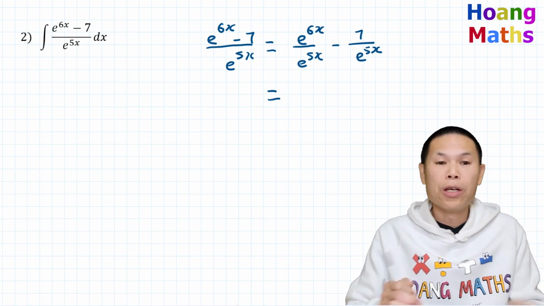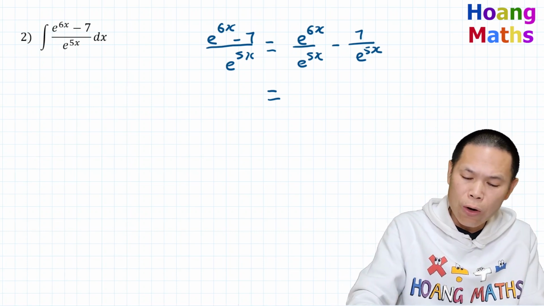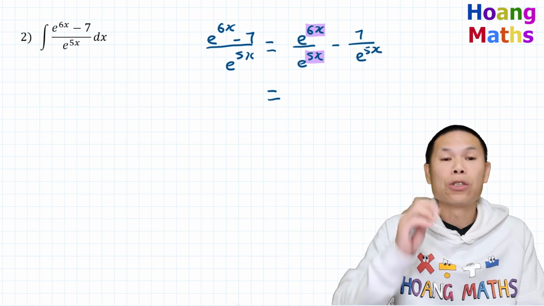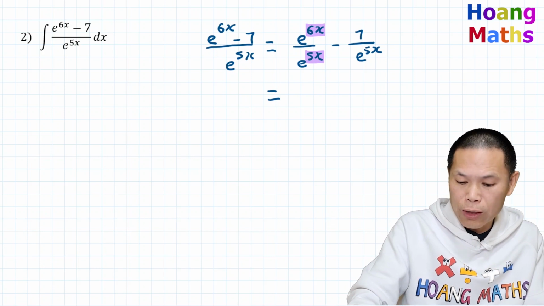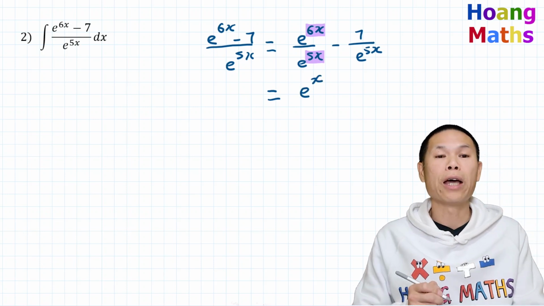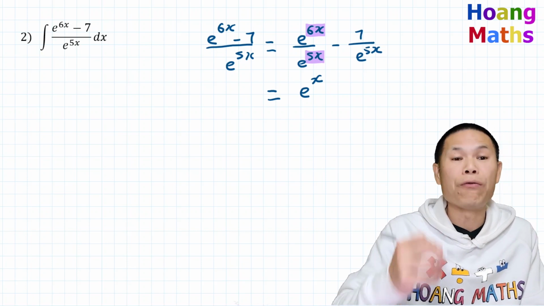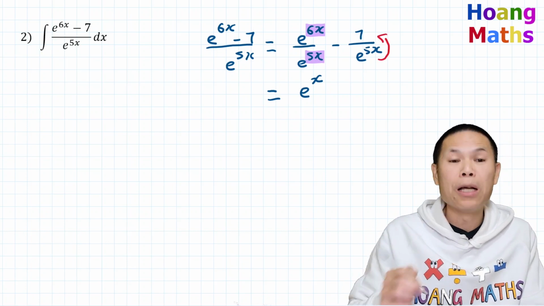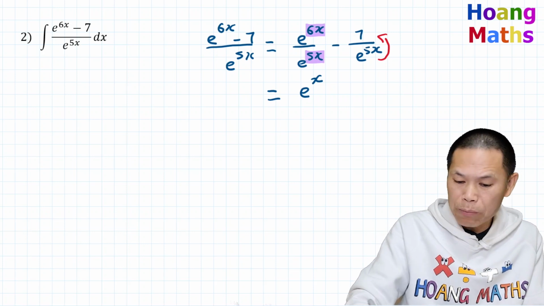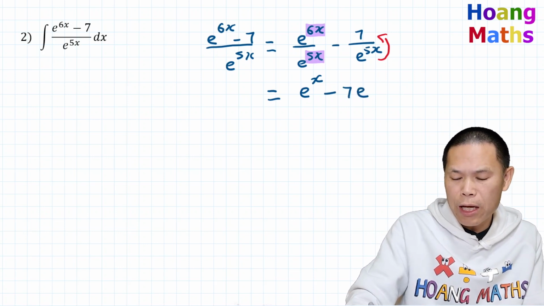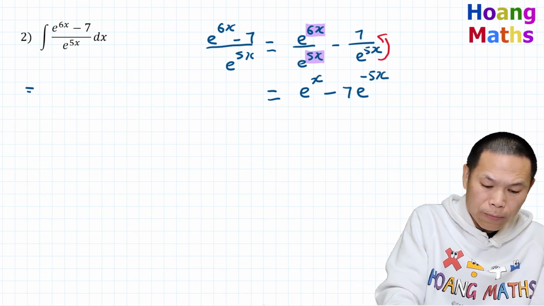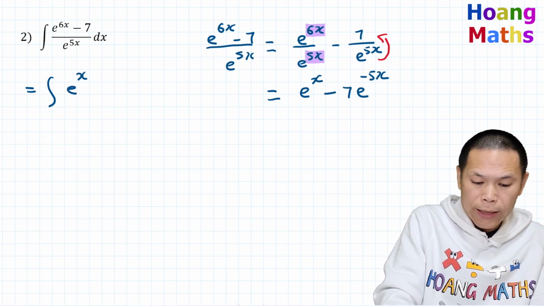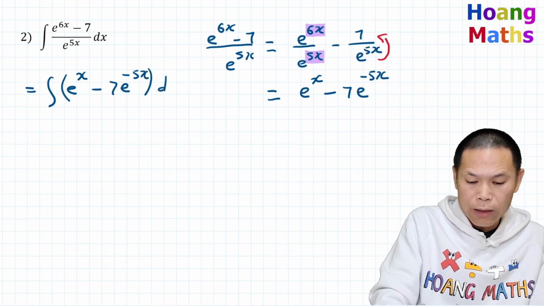So first of all, we use index law. So we got this minus that. So 6x minus 5x will give me 1x. So that is x. So therefore, this is exactly the same as e to the x. And then with 7 over e to the 5x, we can bring this up, so the power becomes negative. So that becomes minus 7e to the negative 5x. So there you go. So this means integrating e to the x, we minus 7e to the negative 5x, and that is with respect to x.